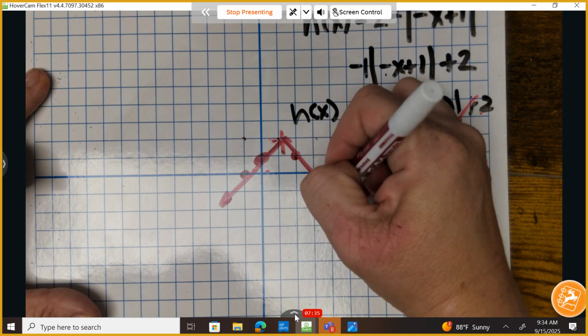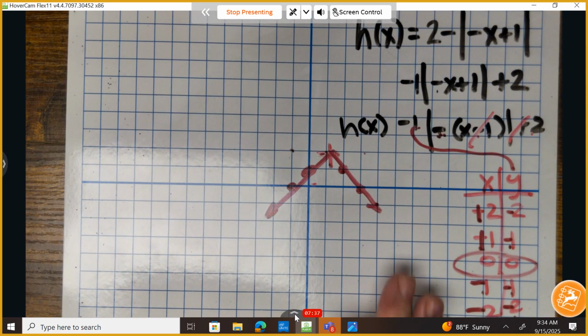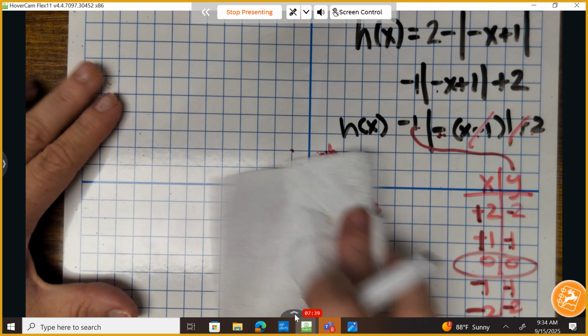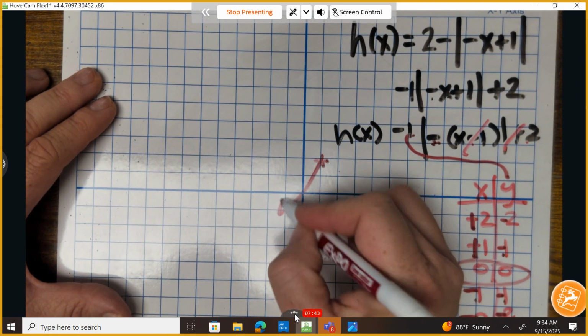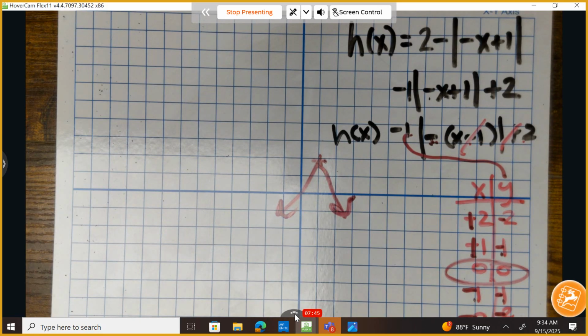Make sure that you connect them nicely. What I don't want to see is this. Please look at this. I'm going to erase this and just watch. If you found that point and it was right here and you went like this, I give you no points. Does everybody see how sloppy this is and I don't see your dots? Okay.